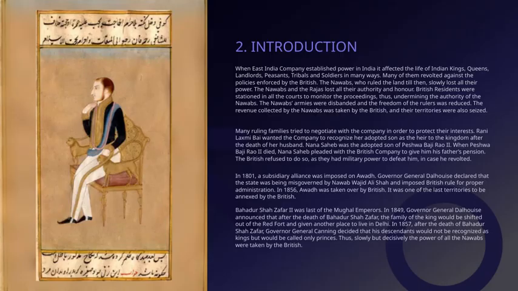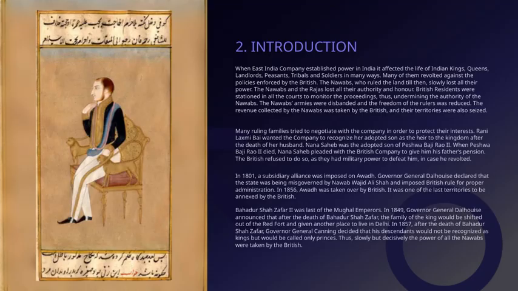When the East India Company established its power in India, it brought about significant changes in the lives of many groups: Indian kings, queens, landlords, peasants, tribals, and soldiers. Some of these groups, especially the rulers, revolted against the policies imposed by the British. The Nawabs, who had ruled their regions until then, gradually lost all their power and authority. Their influence diminished as British residents were stationed in their courts to monitor proceedings, which undermined their authority. The Nawabs' armies were disbanded, and their freedom was greatly restricted. Additionally, the revenue that the Nawabs collected was taken over by the British, and their territories were seized.